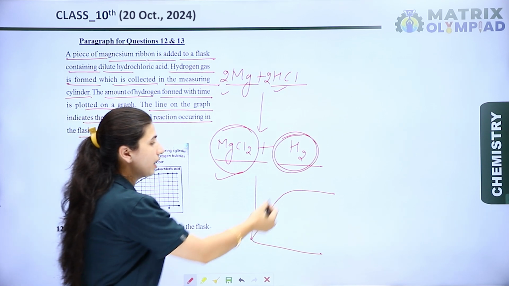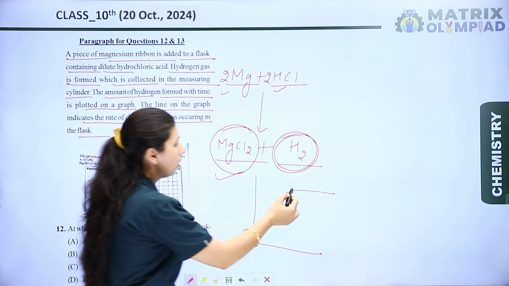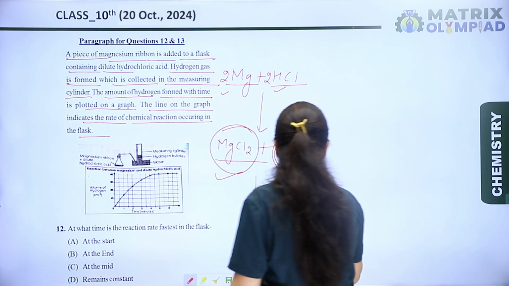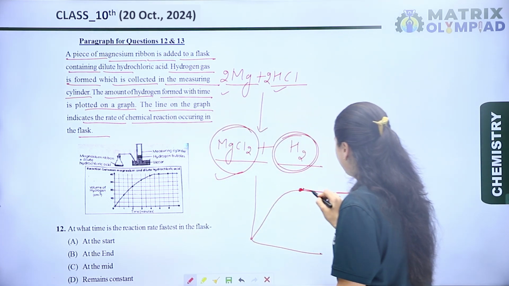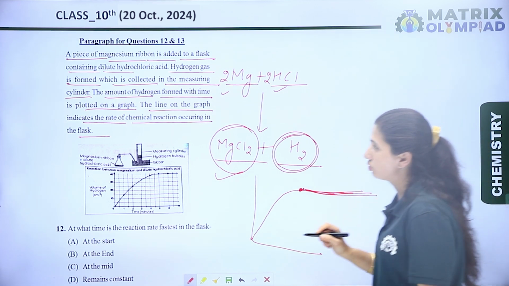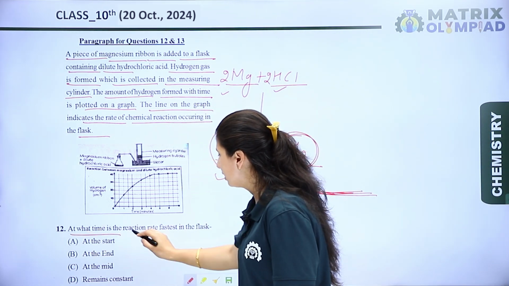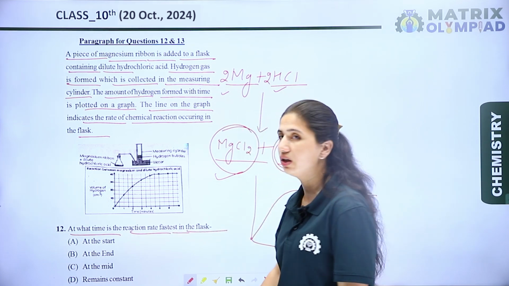Means initially the rate of reaction is very fast, and after some time it becomes constant, when the substance has completely converted into the product. So let's see the question. The question is: at what time is the reaction rate fastest in the flask?